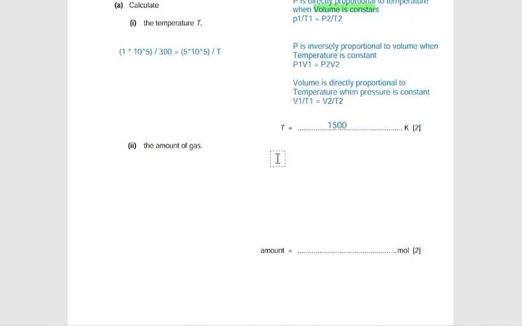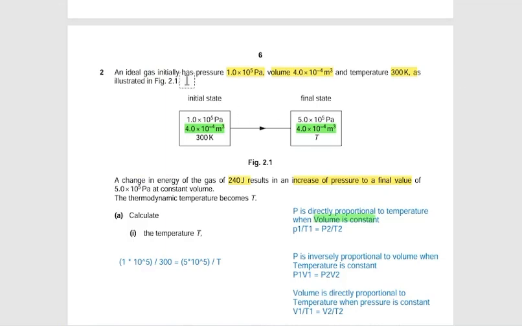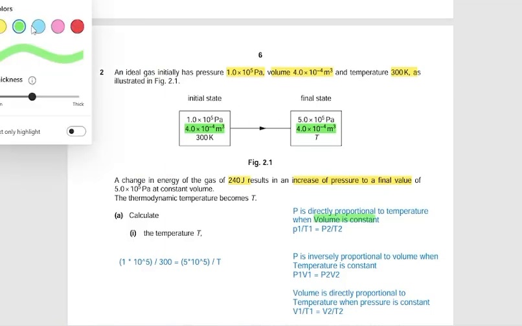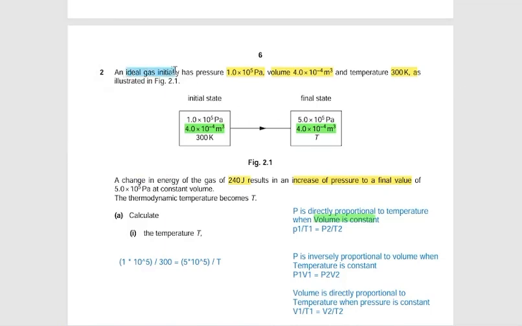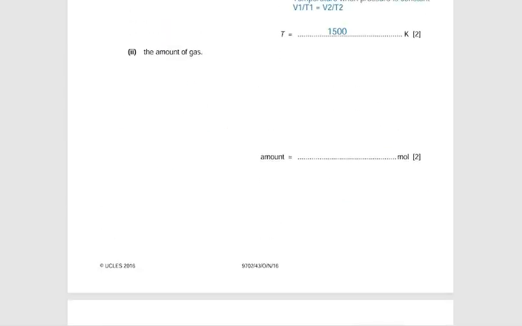Moving on towards the second part, the amount of gas. If I go back to the question here, it clearly says that it's an ideal gas, which means I can use the formula PV is equals to nRT. And we have to find the amount of gas, which is n.